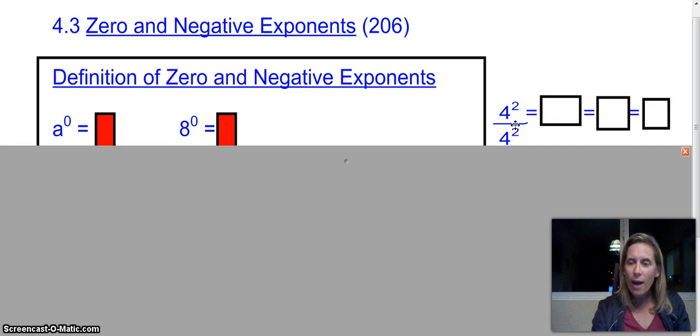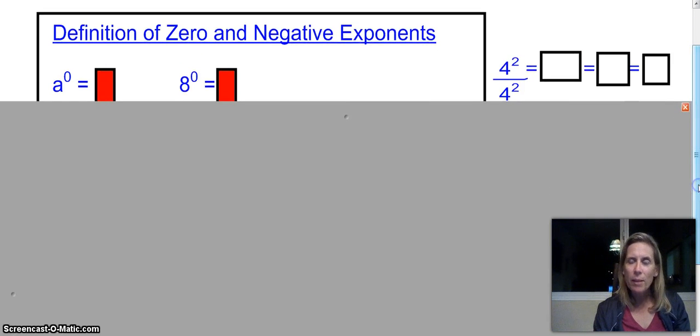What happens if we have a number being divided by itself? You have some experience with this. What do you think happens? Tell your neighbor, what happens when you have a number divided by itself? Good. You, I'm sure, know that that number equals 1. So let's take a look at what happens between 4 squared divided by 4 squared. We could write 4 squared divided by 4 squared a different way. We could write that as 16 over 16, which of course equals 1.